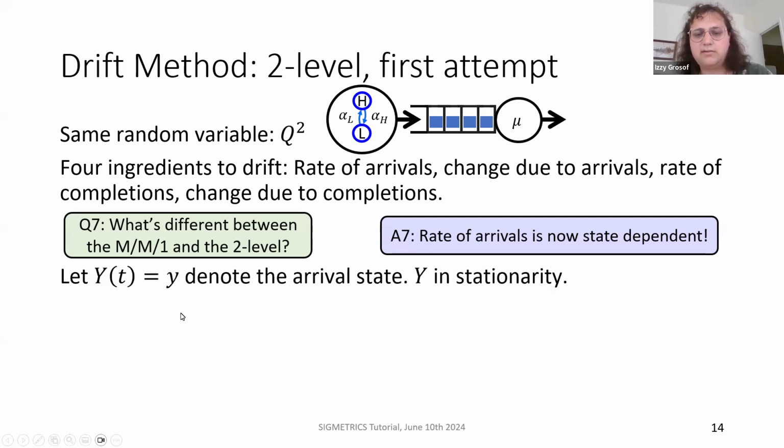All right, so let's give this a name. Let y of t equals little y be the arrival state, and it'll be big Y in stationarity.